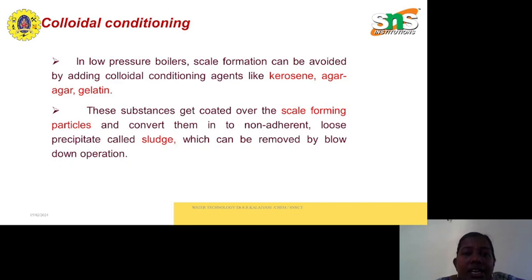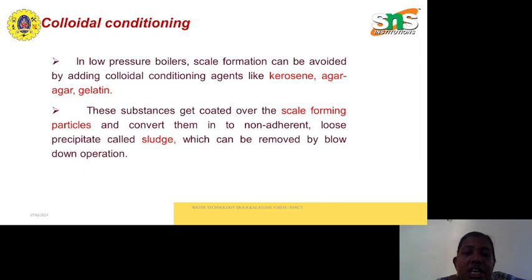Next one is colloidal conditioning. In low pressure boilers, scale formation can be avoided by adding colloidal conditioning agents like kerosene, agar-agar and gelatin. These substances get coated over the scale forming particles and convert them into non-adherent loose precipitate called sludge, which can be removed by blowdown operation.